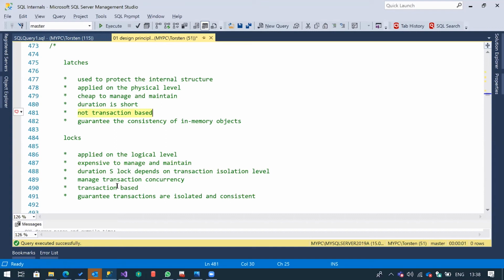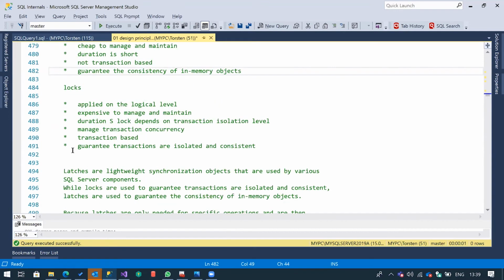So the latches are not transaction-based, whereas the locks are transaction-based. Latches guarantee the consistency of in-memory objects, which is not only In-Memory OLTP objects, it is any object which is in memory, for example, a page in your buffer pool, right? And not only in-memory objects, because we also have page IO latches. This is on a physical level on the MDF or NDF file, so at least we protect a physical structure here.